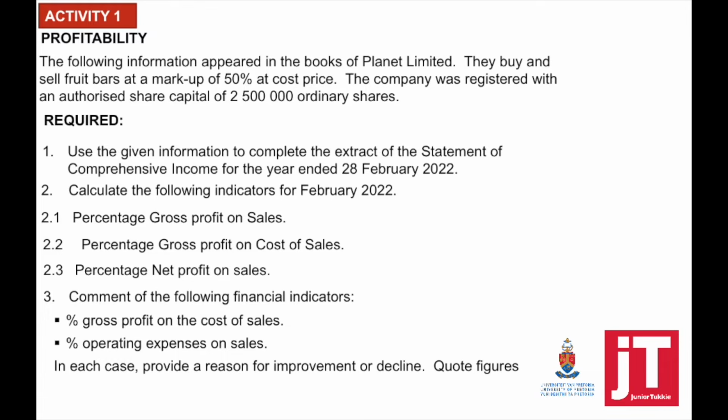You will see that in this activity, we are going to look at how we can use financial indicators to find missing figures. We need to calculate the percentage gross profit on sales, percentage gross profit on cost of sales, percentage net profit on sales, and then we need to comment on the following financial indicators: gross profit on cost of sales and the operating expenses on sales. In each case, provide a reason for improvement or decline. Quote figures. Always make sure that you quote figures.